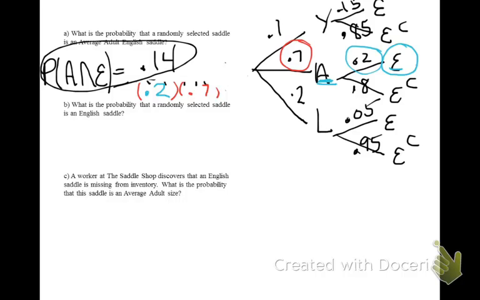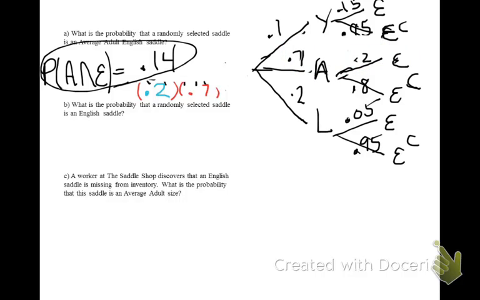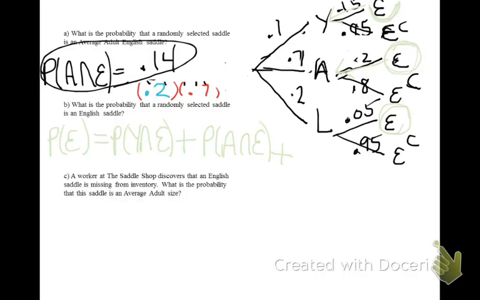In part B, we want to know what the probability is that a randomly selected saddle is an English saddle. To answer this question, let's go through and identify the positions of our English saddles. There's one right here, there's one right here, and one right here. So the English saddles fall into specific categories. This English falls into the category youth. So the probability that a saddle is English, well, it depends on what size it is. We have the youth in English saddle, then we have the adult in English saddle, and then we have the large adult in English saddle.